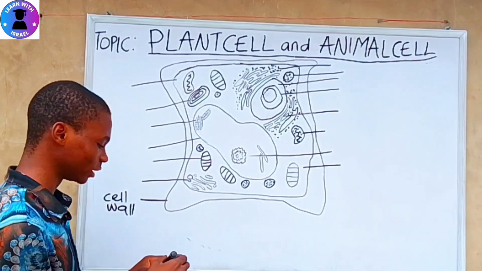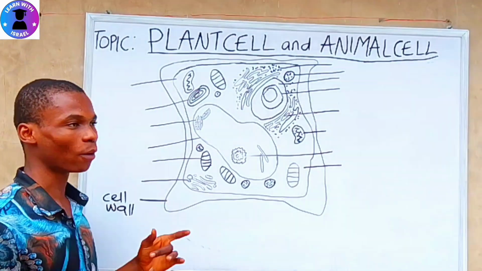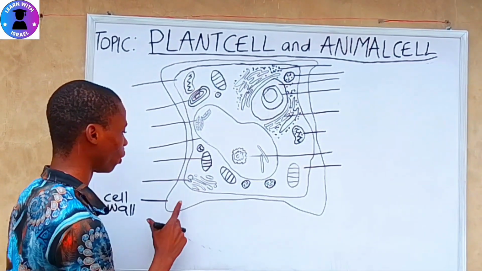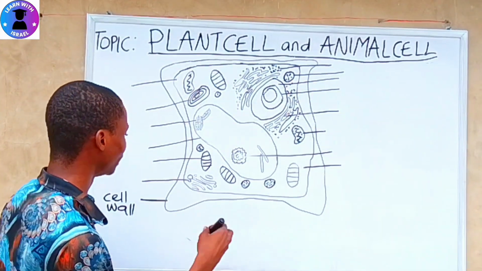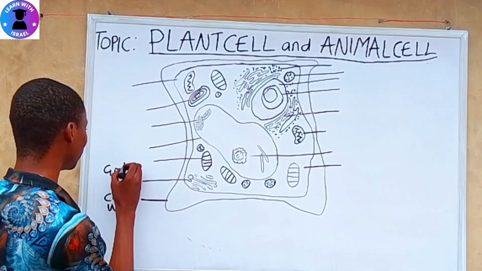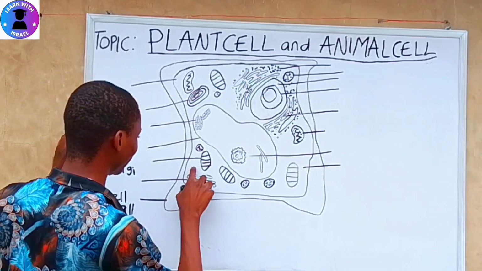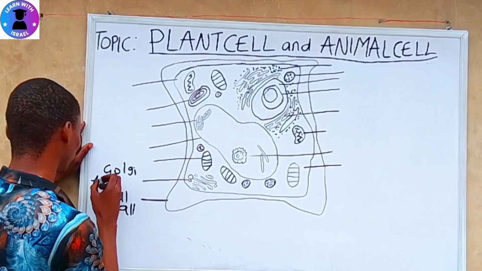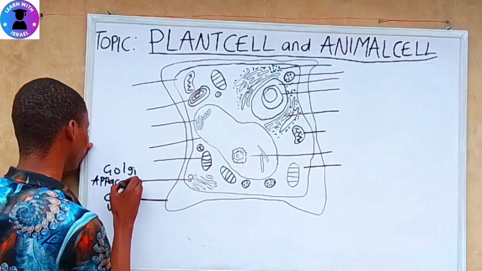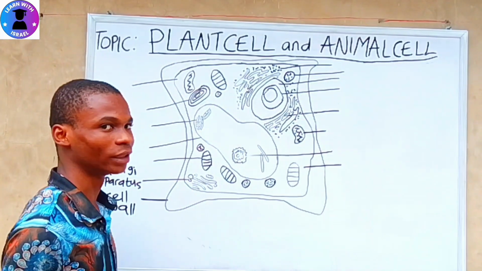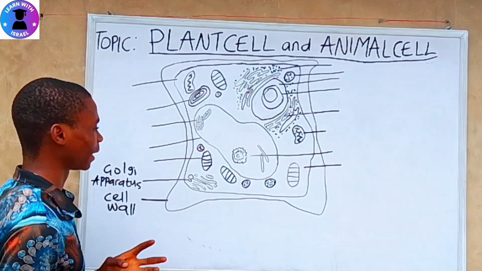This is the cell wall, and what it does is that it gives support and structure to the cell. The next one is the Golgi apparatus. This one here that you can see right here is the Golgi apparatus, and what it does is that it packages protein in the cell.